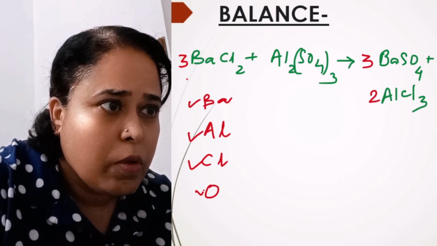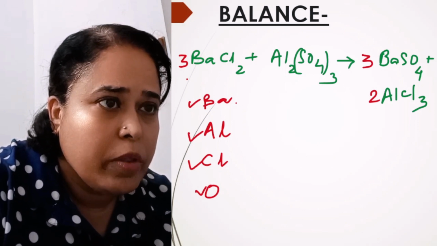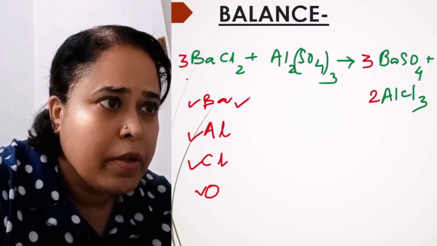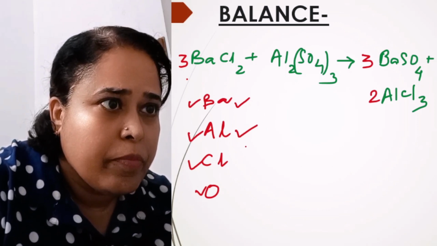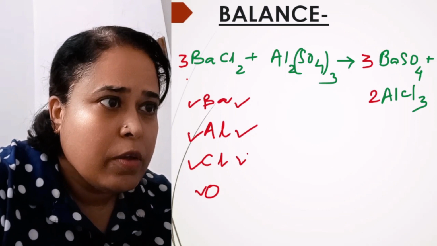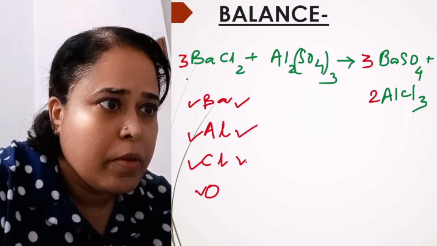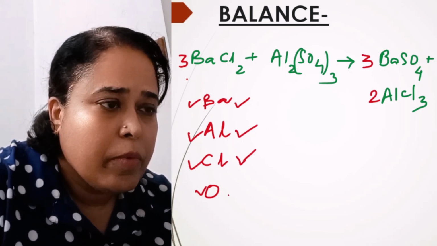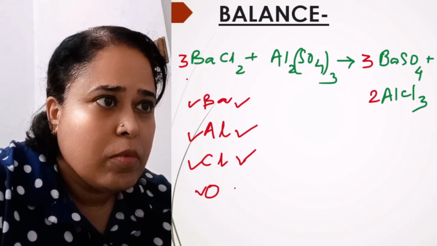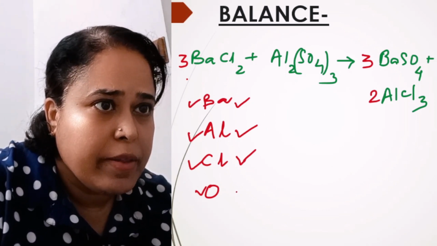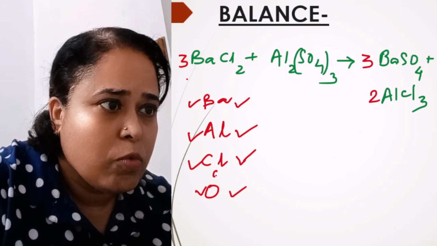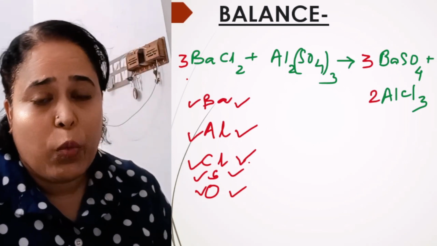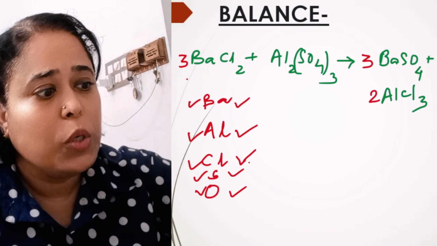Balanced now. Barium 3 on the reactant side, 3 on the product side. Aluminium 2 on both sides. Sulfur 3 on both sides. Sulfur, yeah, sulfur is also there. Oxygen 12 on both sides. Balanced. Sulfur is also balanced. So this is how we balance a chemical equation.